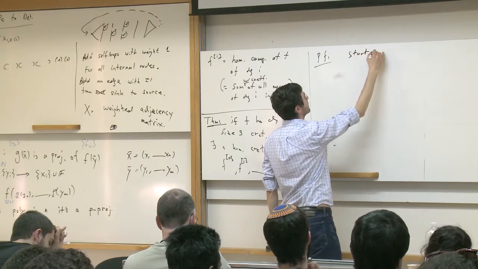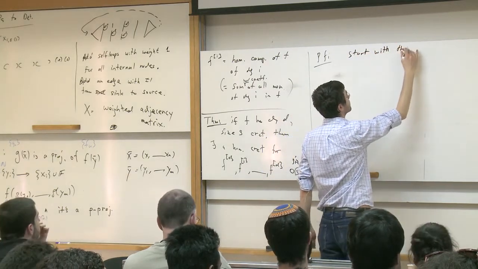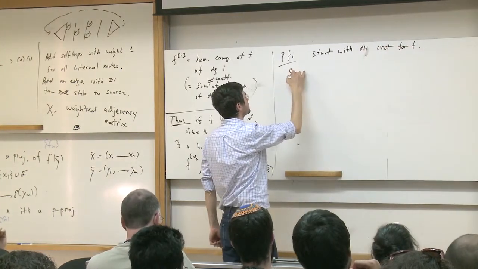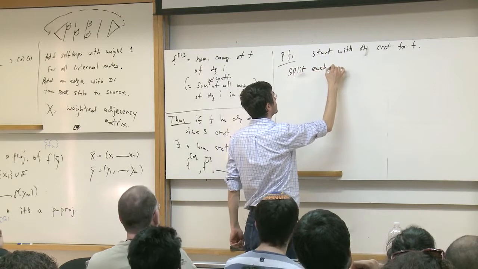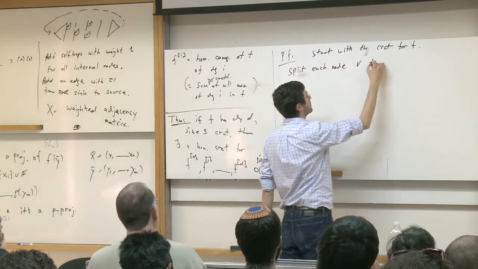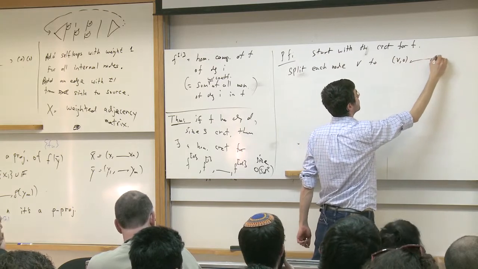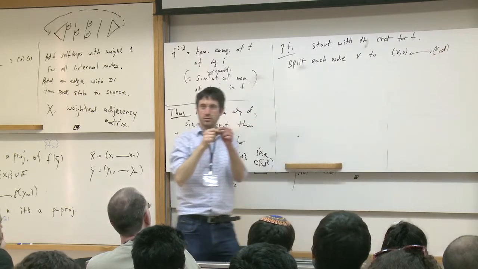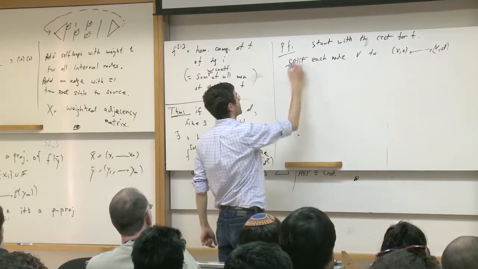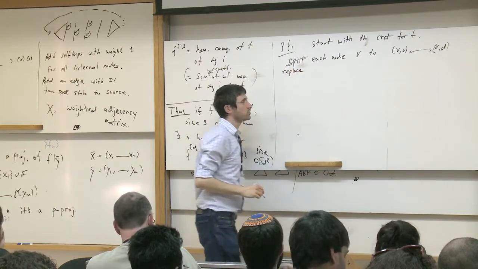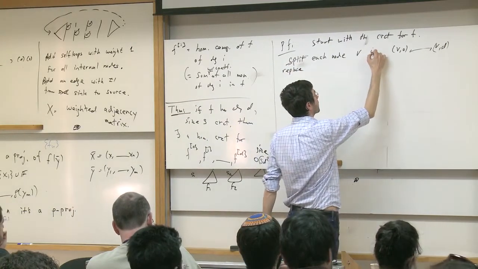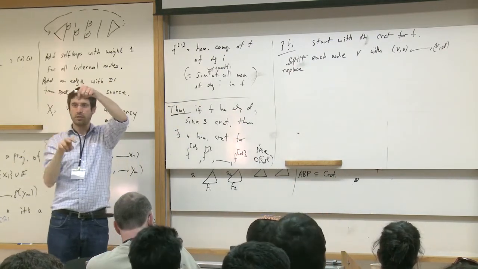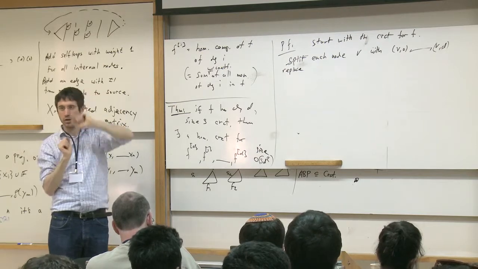Okay, so start with the circuit for F. Split each node V into V0 up to VD. Okay? So I take a node and I split, or rather replace, each node V with these D plus 1 nodes. And now I have to tell you how to rewire. If U and W are children of V, I have to tell you how to rewire things.